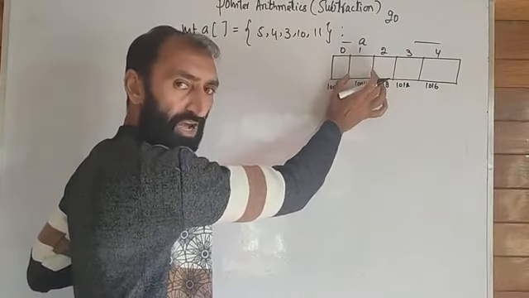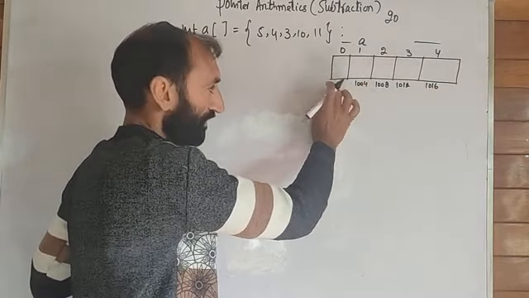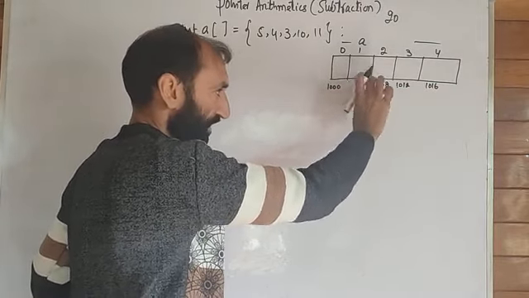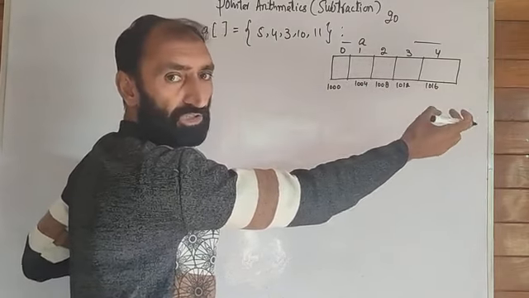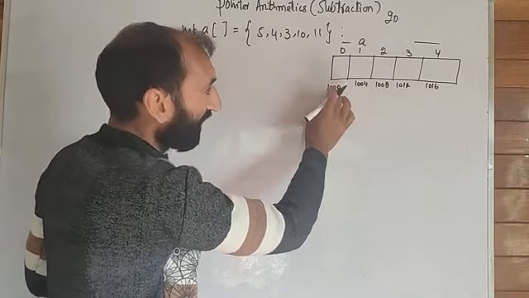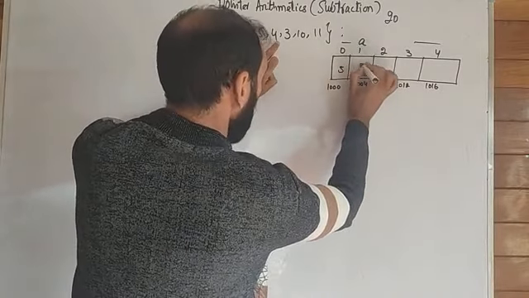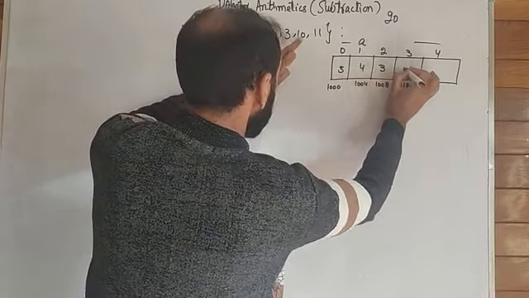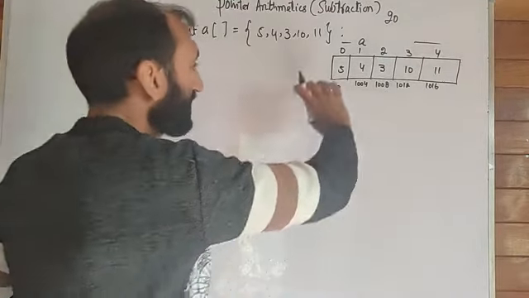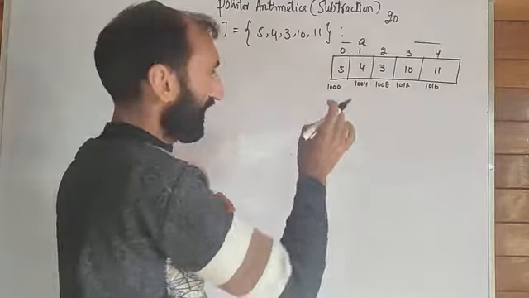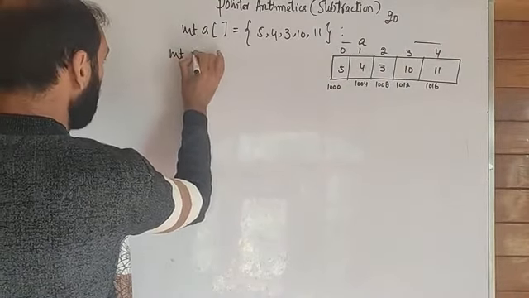So if the base address is 1000, then the next are 1004, 1008, 1012 and 1016. So these are the addresses and elements in the array are 5, 4, 3, 10 and 11. So in the memory it can access the array. Okay? This is the array and we can declare an integer pointer p.